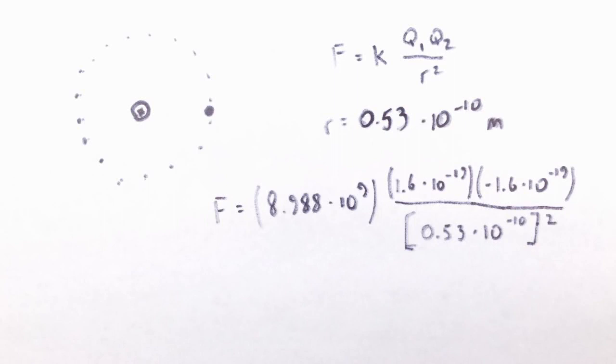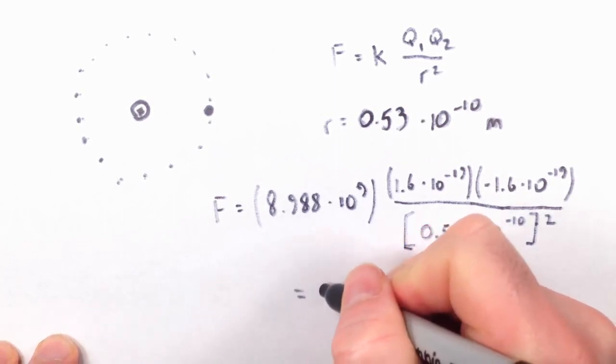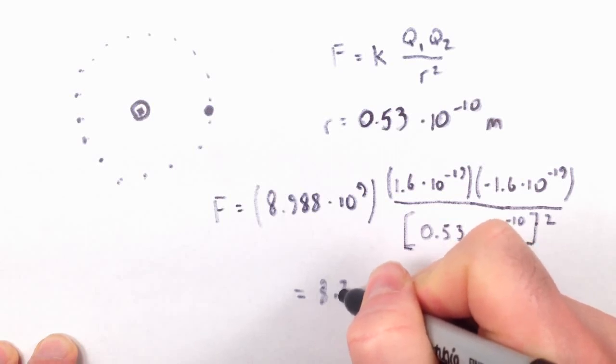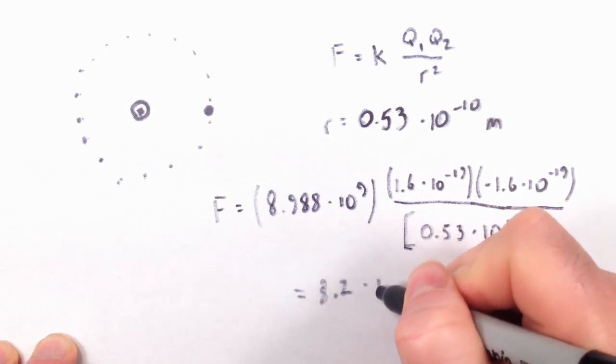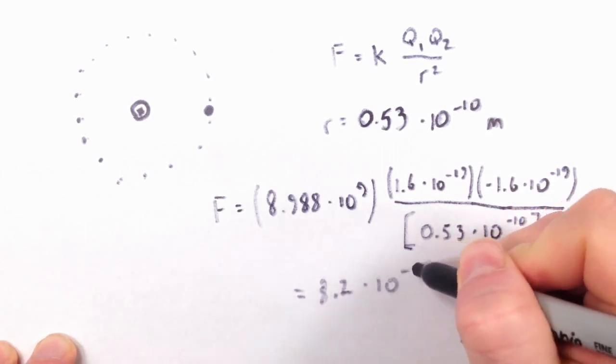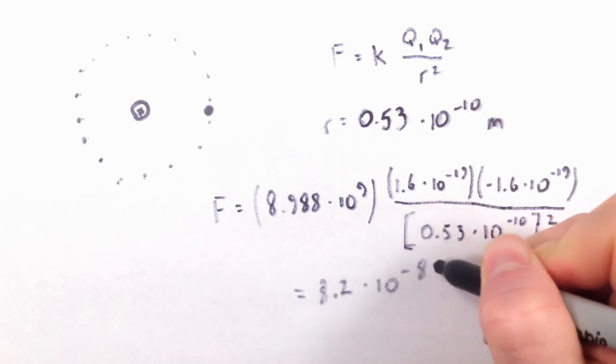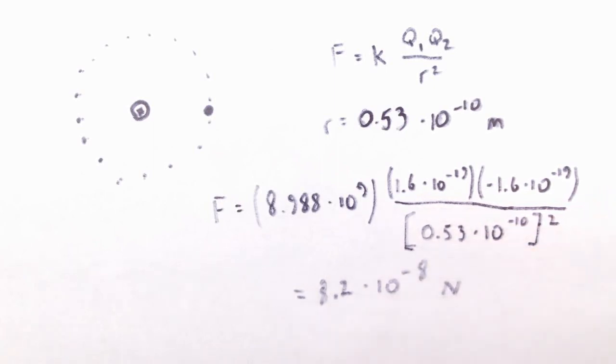The answer to this turns out to be 8.2 times 10 to the negative 8th newtons. That is an extraordinarily small force. 8.2 times 10 to the negative 8th newtons.